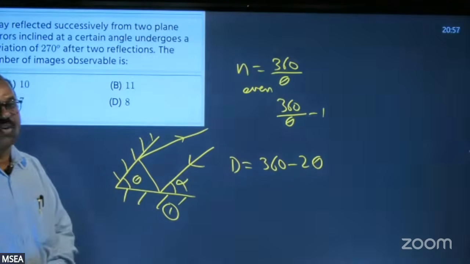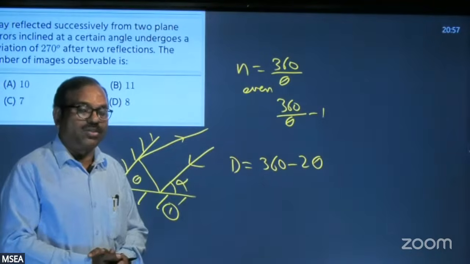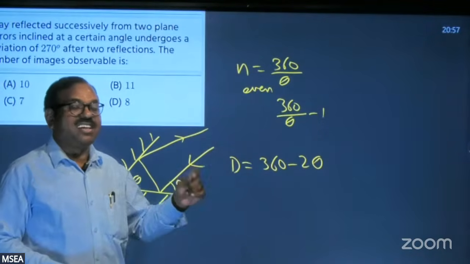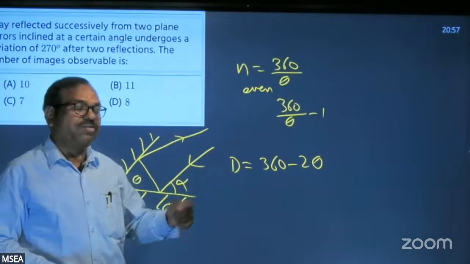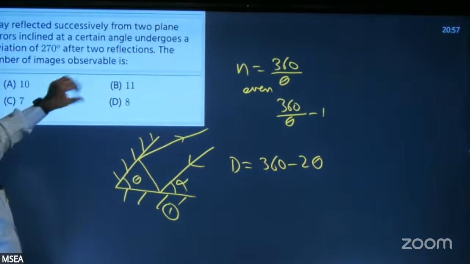Therefore, what is the formula? We have to remember the deviation is equal to 360 minus 2 theta. This deviation is independent of the angle at which the light ray is falling. Now we come to this question.